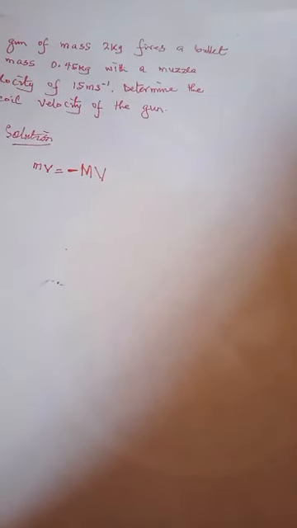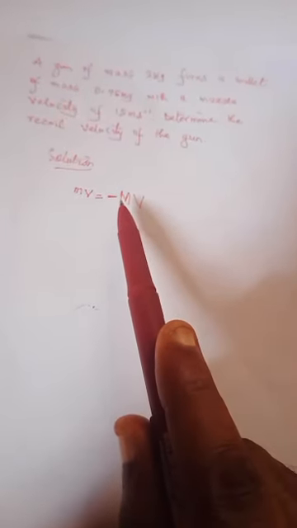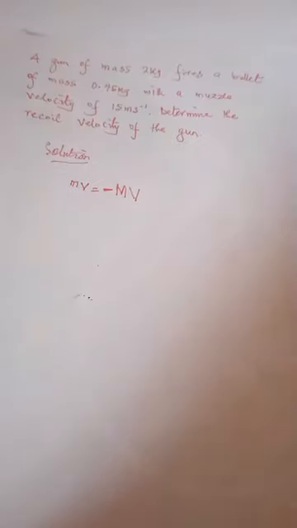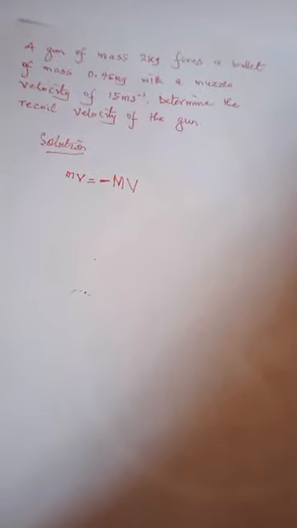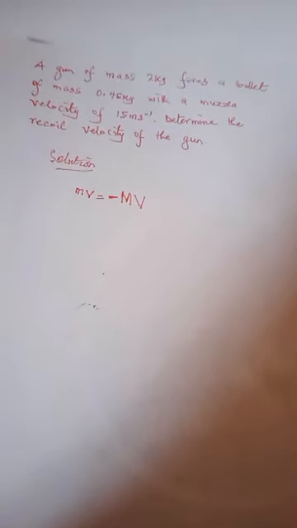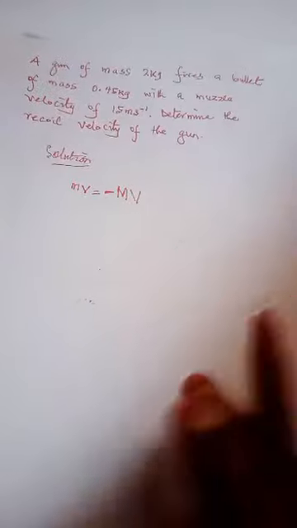Now, most students will not have this negative sign here, and that's where the problem is. If you write small m times small v is equal to capital M times capital V, you'll be penalized. The reason is this: the direction of the bullet and the recoil velocity of the gun are opposite. So this negative sign must compulsorily be added to the formula. But when you are now doing the calculation, you disregard the minus sign. But in the formula, you must put it, otherwise you get penalized.